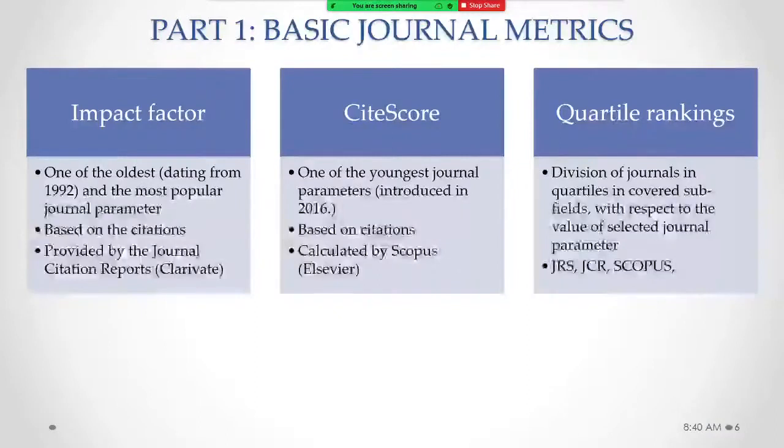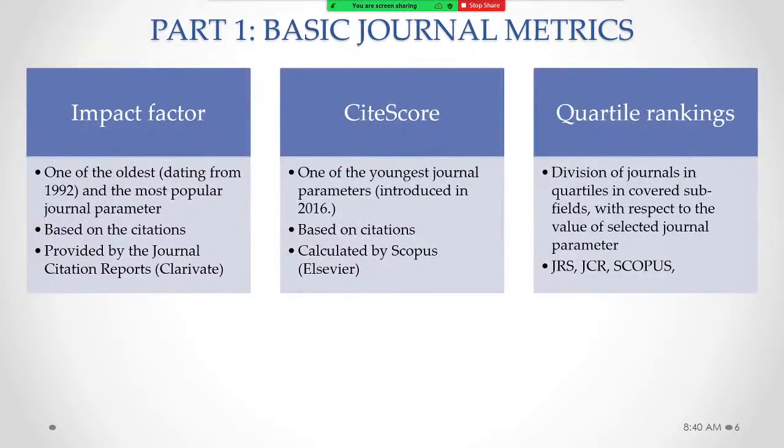Today, there are, of course, many quantities which can be used for classification of journals, but the most frequently used are impact factor, quartile ranking, and CiteScore. Of course, there are many more. Some of them will be mentioned in this lecture, but these seem to be the most frequently used. The impact factor is one of the oldest journal metric quantities. It was defined in 1992. It is based on the citations of papers in other papers and journals, and it is calculated and provided by the Journal Citation Reports, which is published by Clarivate Analytics.